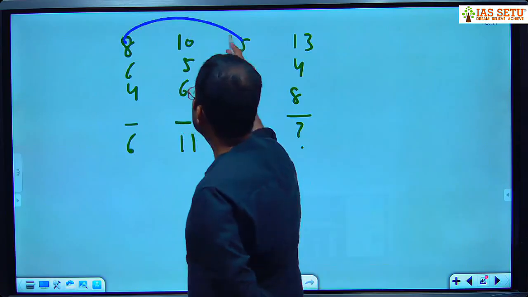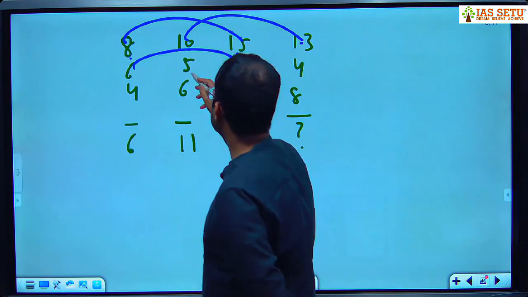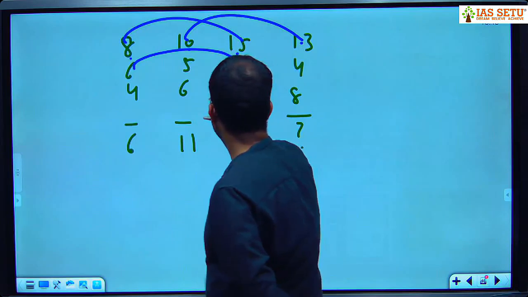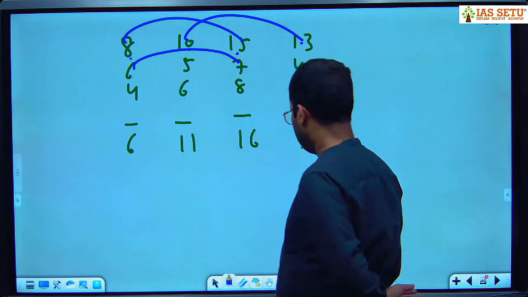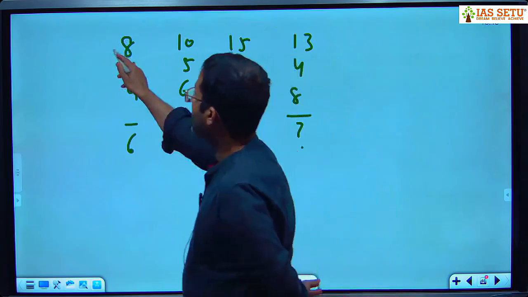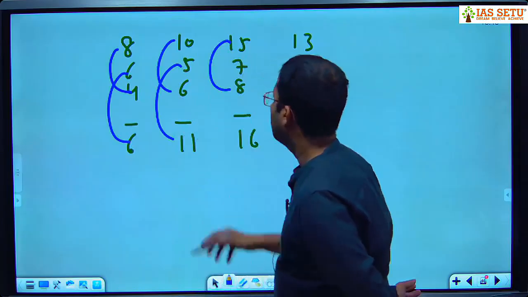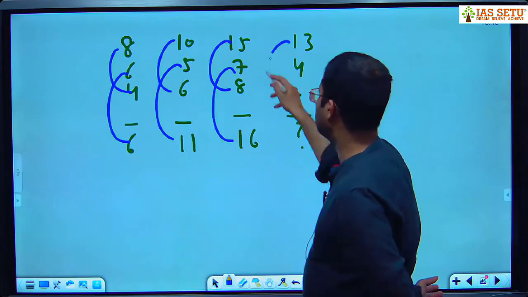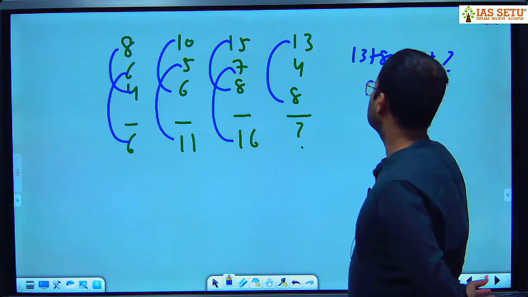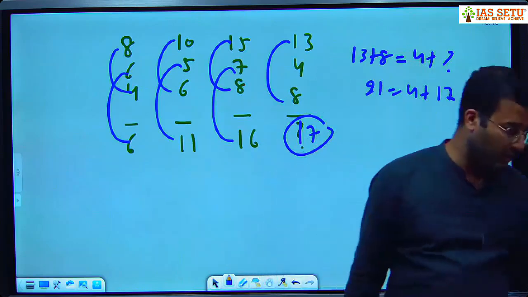इसमें ये देखो, इसका टोटल और इसका टोटल 8 और 15 23, 10 और 13 23, 6 और 7 नहीं, नहीं ऐसे नहीं होगा. ऐसे है 8 और 4 12, 6 और 6 12, 10 प्लस 6 16, 5 प्लस 11 16, 15 plus 8 23, 7 plus 6 23. So it is 13 plus 8 will equal to 4 plus this. This is 21, 4 plus 17. Required answer is 17. Alternate term का total है.